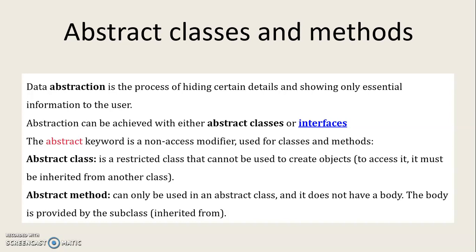Then an abstract method is a method which doesn't have a body. That means the method declaration will be there, but we don't define the procedure that the method is going to implement. You have to make the class that contains the abstract method or interface inherit from another class, and the body is defined inside the inherited class. So that is abstract class and abstract method.